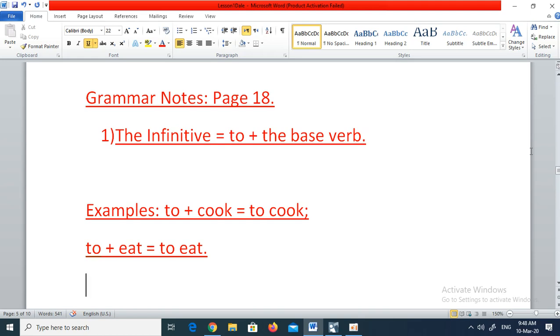concept that we have to cover today is the infinitive. The infinitive is made by adding the particle to the base verb. So if our base verb is cook, we put to in front of the cook, and our infinitive is to cook. If our base verb is eat, we put to in front of the eat, and the infinitive is to eat.